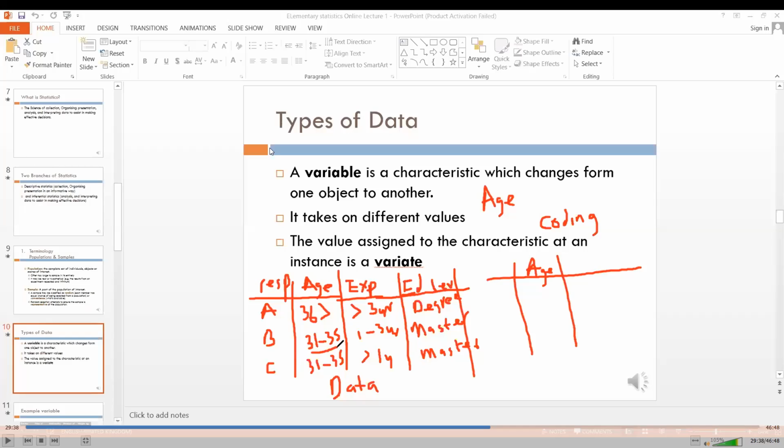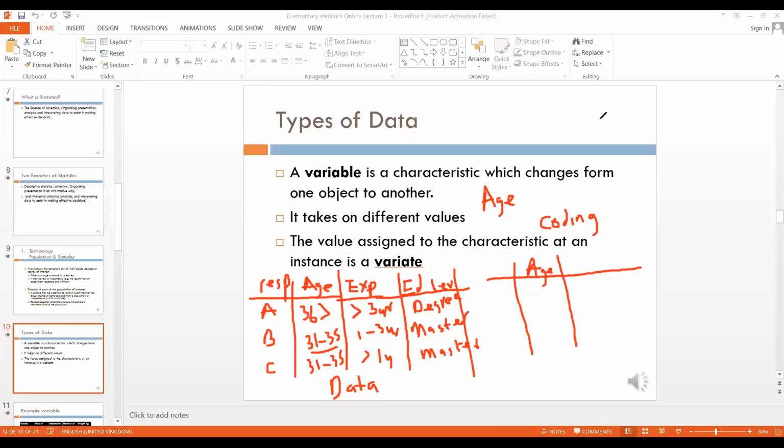So 26 to 30 will be coded as 1, whilst 31 to 35 will be coded as 2, and then 36 and above will be coded as 3. So once you see 36 and above, we have code 3. And then this guy is code 2, and this is also code 2.